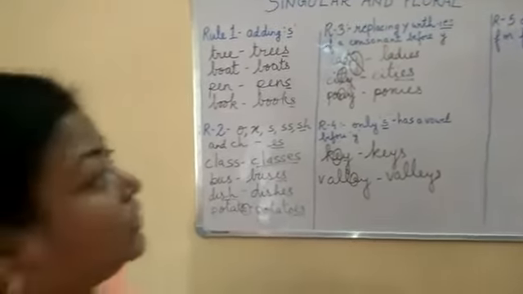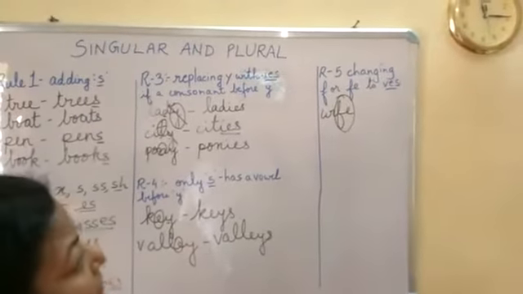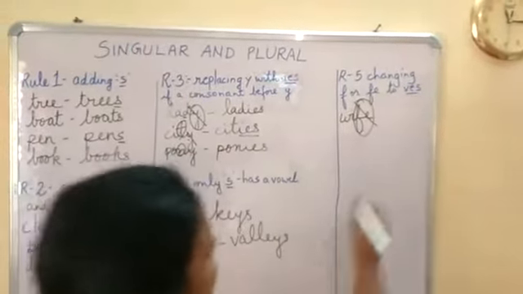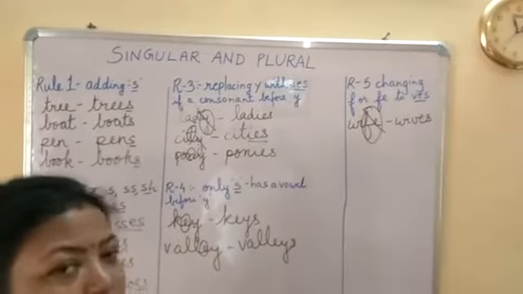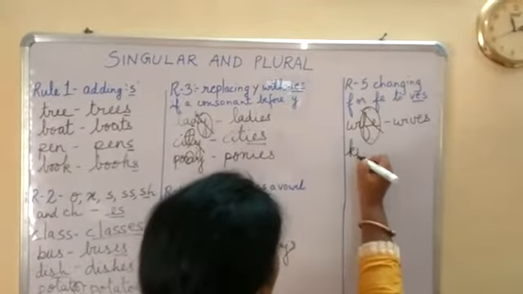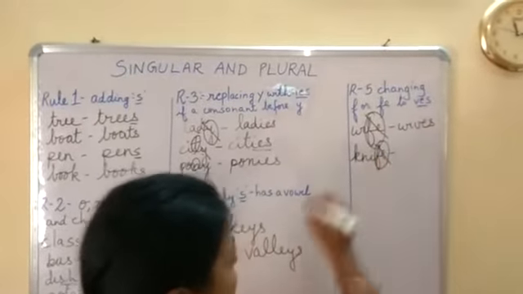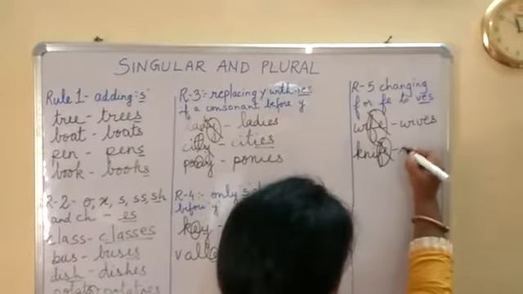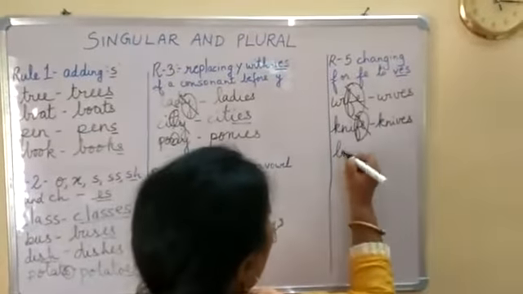Okay, next we will go to the next rule, which is rule number 5, changing F or FE to VES if I want to make the word plural. Example, wife. Now you can see that the last two letters are FE. So I'm going to replace this FE with VES. Wives. So that I can make the word plural. Next is knife. The last two letters FE, I'm going to replace these two letters with VES. Knives.